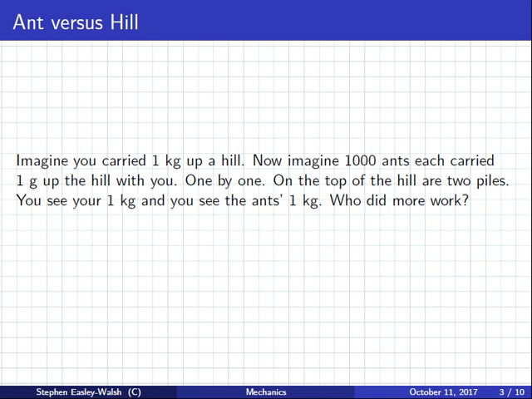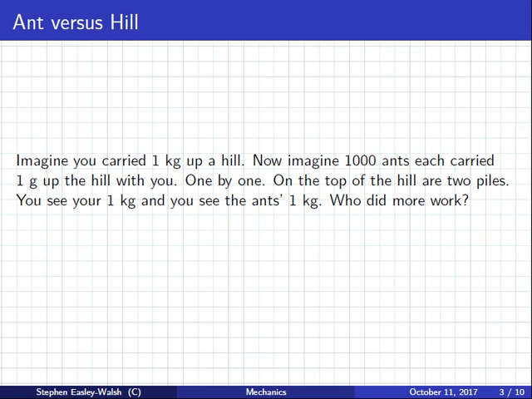Seems like it, doesn't it? But actually no. The amount of work is the same for both. Well, why is it the same? Well, the formula for potential energy is mgh. Is the h the same? Yeah. Is the m the same? Yeah, so the work is the same.